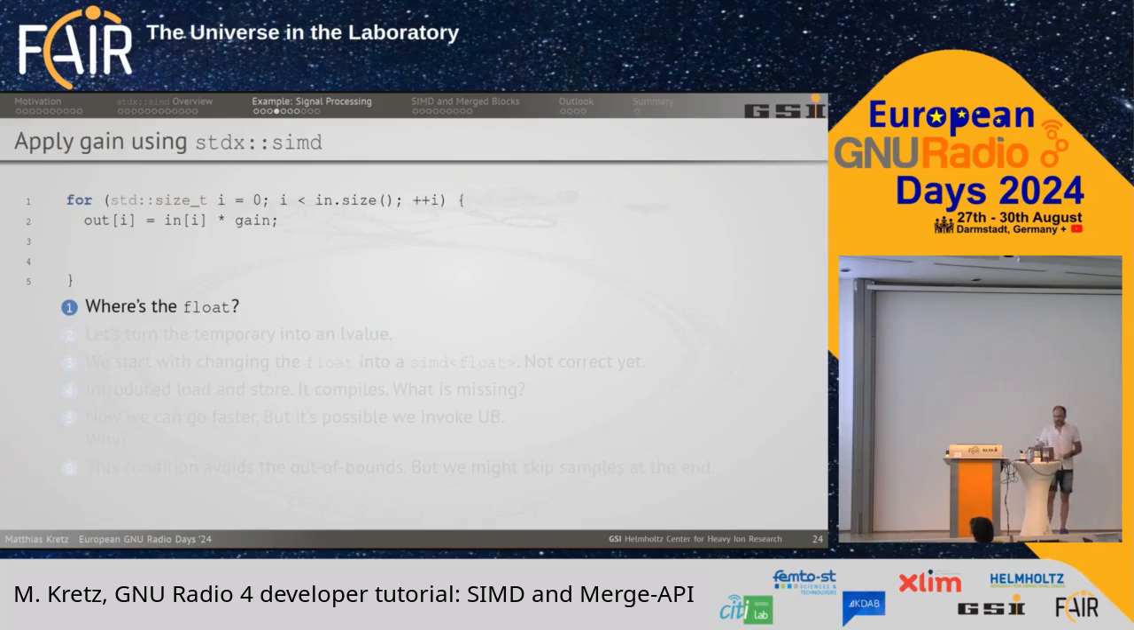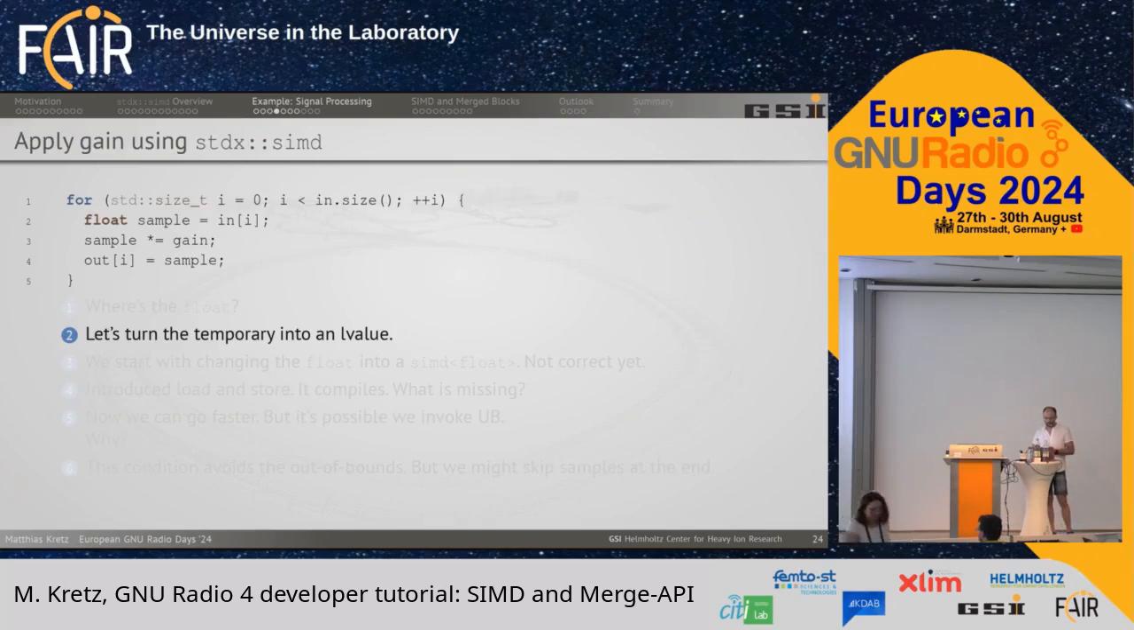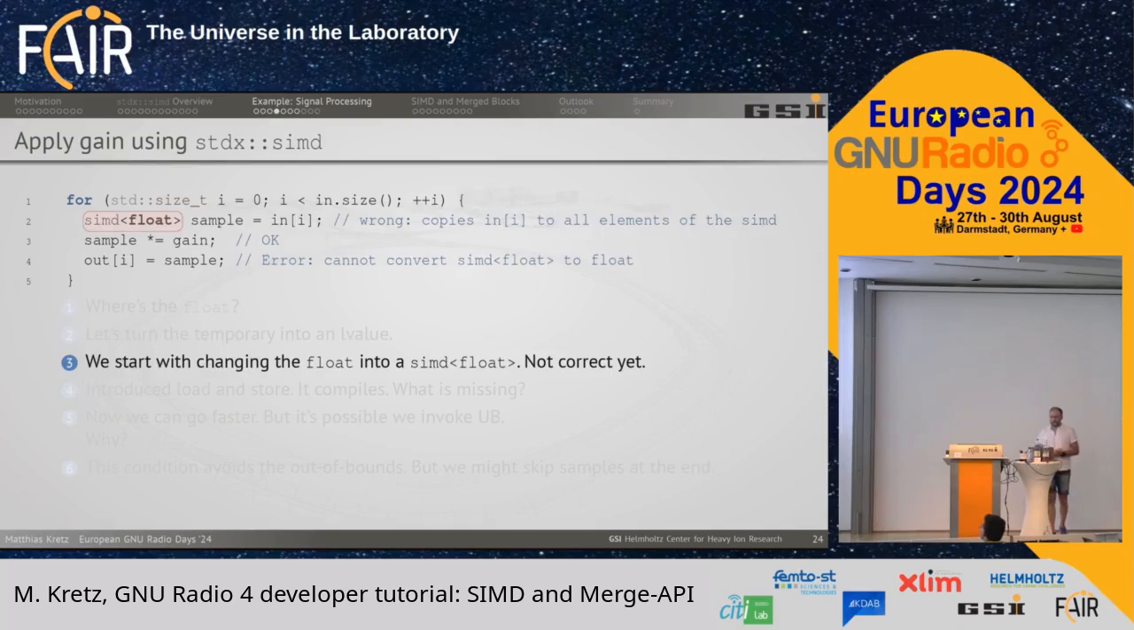So looking at this, where's our float here? It's just hidden in those temporaries. Let me make an lvalue out of this. I call it sample. And now just change the type from a float to a SIMD float. So this is what I recommend if you want to go from an existing code base to using SIMD. Just look for your data types, replace them with the corresponding SIMD type, and then go from there.